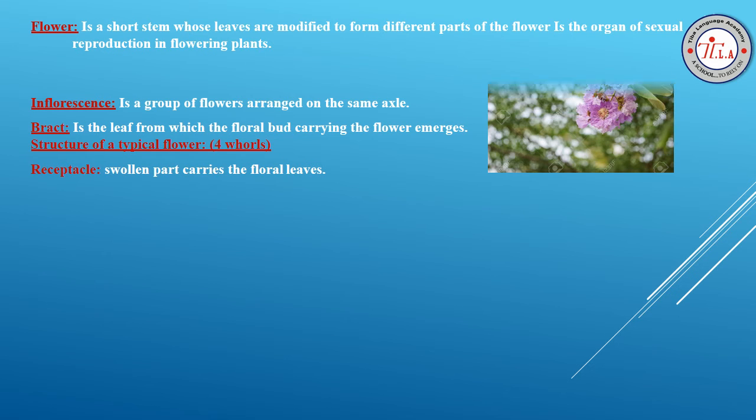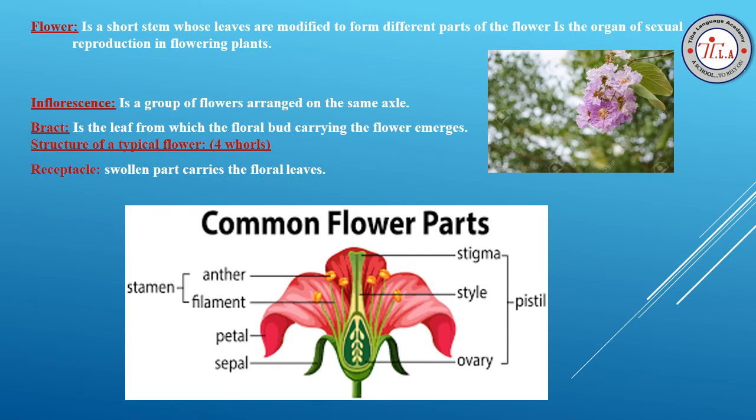Now we must know about the four parts of the flower. The first part is the first whorl, called the calyx. The calyx is the first whorl in the plant. It consists of green leaves, each one of them called a sepal. What is the function? It's to protect the inner parts of the flower.